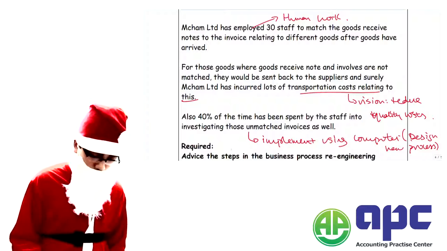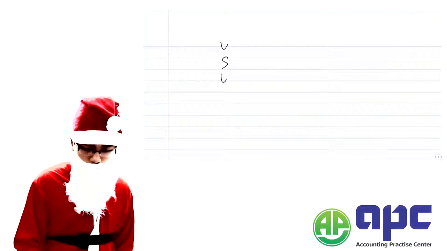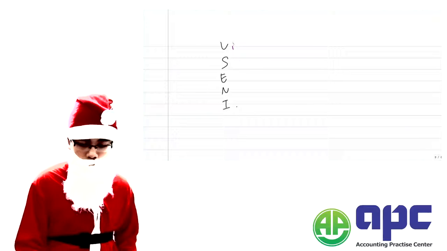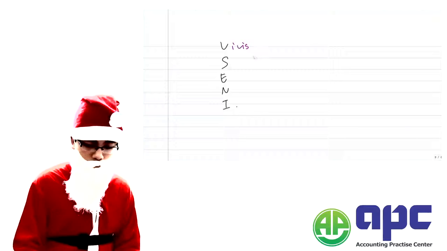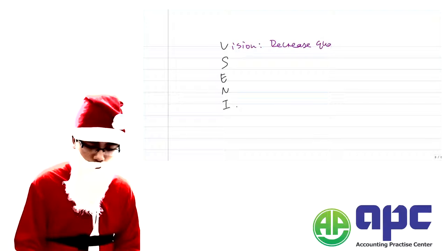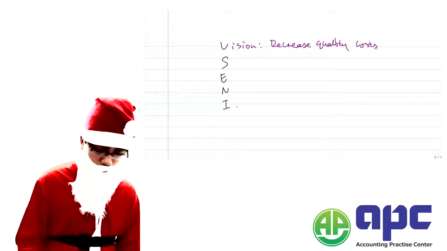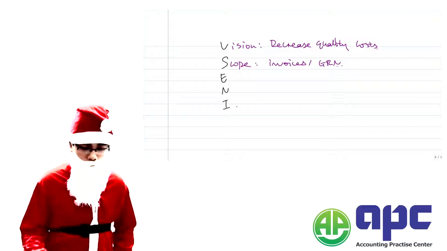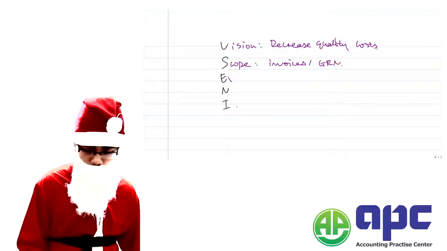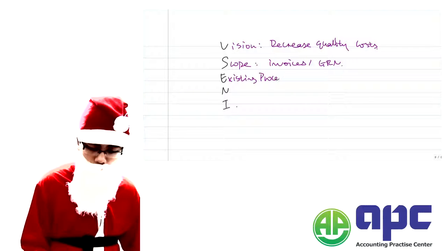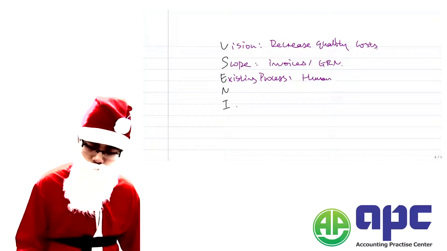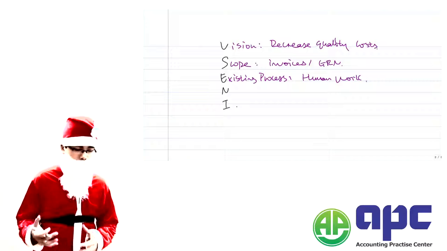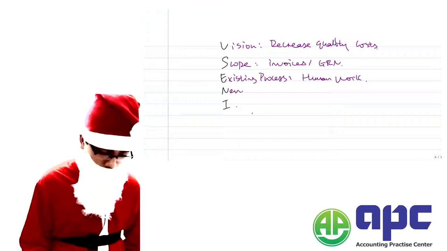So first of all, the vision is to decrease the quality costs. And the scope of the project particularly is to match the invoices as well as the goods received notes. Then we analyze the existing process: human work incurred lots of expenses attached to it. And then we design the new process.